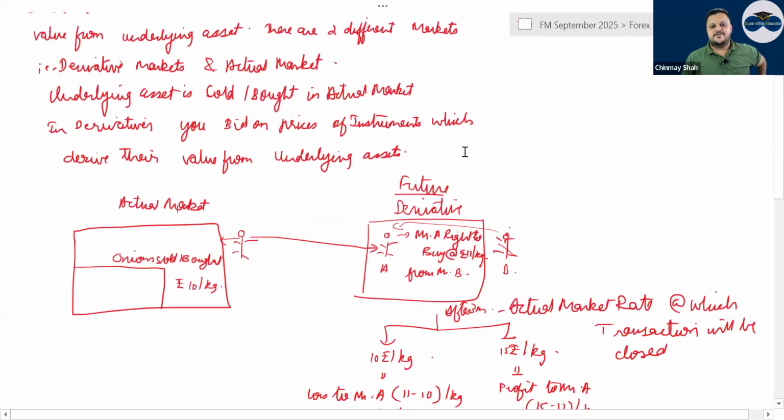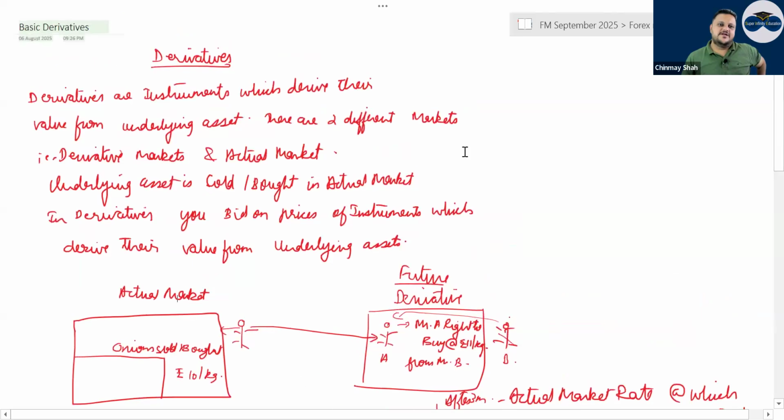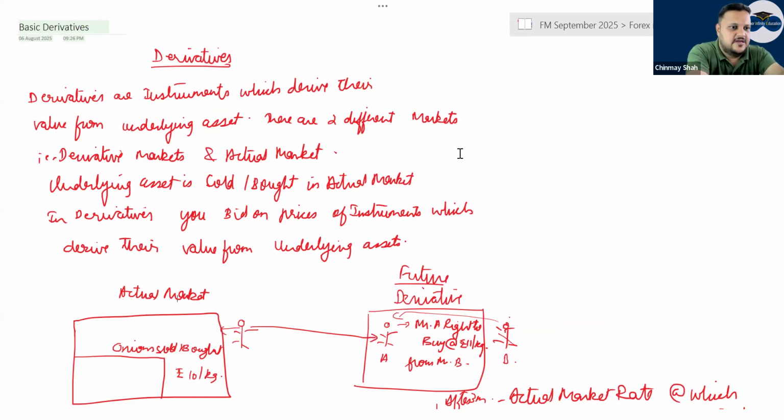Then coming to derivatives. What are derivatives? Derivatives are instruments which derive their value from underlying asset. There are two different markets, that is derivative market and actual market. Correct? Underlying asset means very simple.